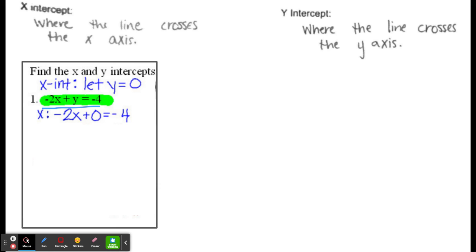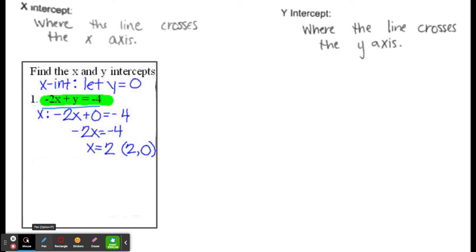If I plug in 0 for y, I have negative 2x plus 0 equals negative 4. Notice all I did was plug in 0 for y. Where y is in my equation, I now have a 0, which leaves me with negative 2x equals negative 4. And if I divide both sides by negative 2 to solve for x, I get x equals 2. And I know that my x-intercept occurs at (2, 0).